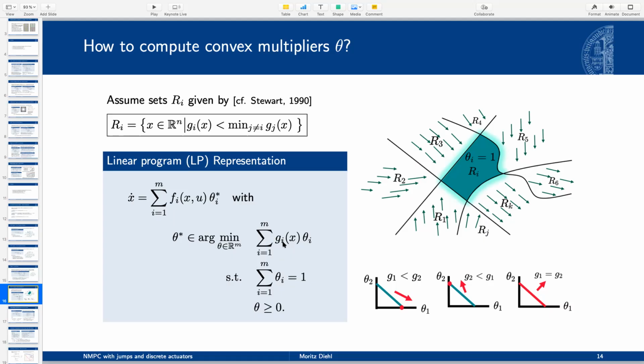So if one of the g's is smaller than all the others, then the obvious solution to the LP is that you choose theta 1 for that one, because then this will minimize your objective, right? If you look at this graph here, there's the region boundary between R1 and R2. If your G1 is smaller, then you're safely in region R1, and this LP will push you to theta 1 equal to 1. If you are in R2, then G2 is smaller, and then you will be pushed to that boundary by that LP. But if they are both equal, that means you're on the boundary here, then theta 1 and theta 2 are unspecified, and there are lots of solutions for the LP.